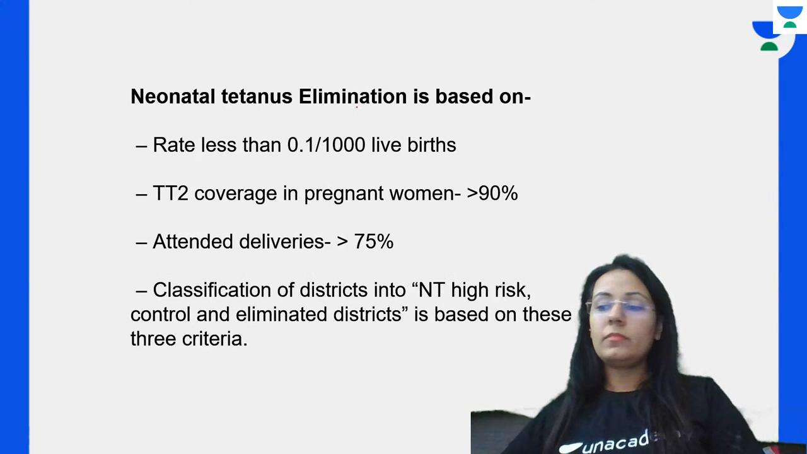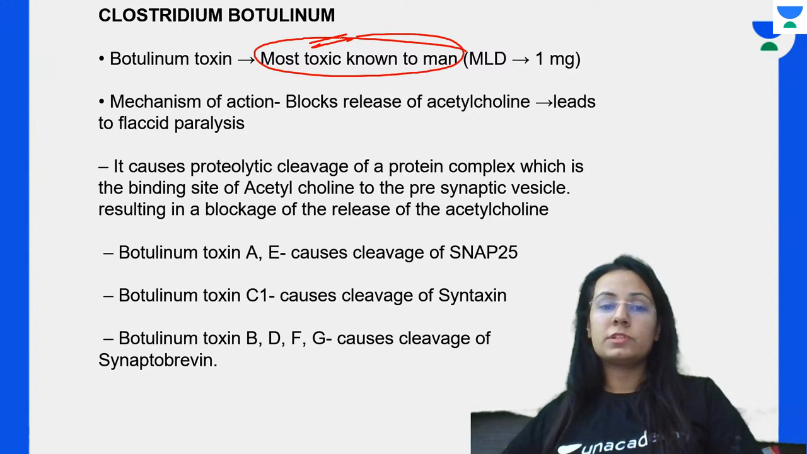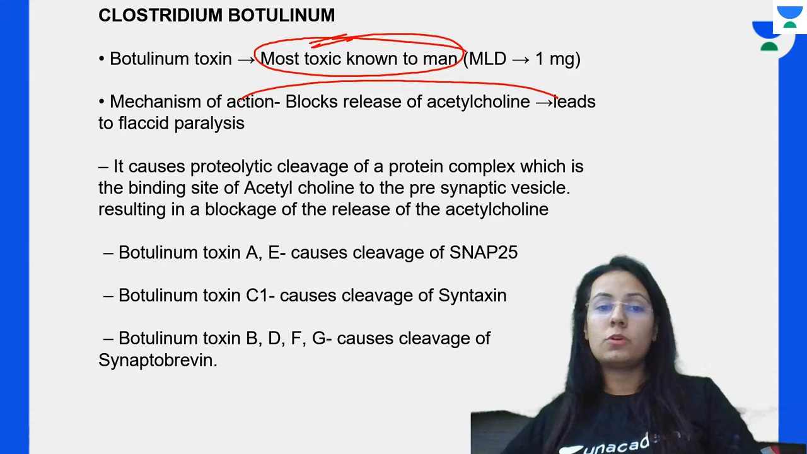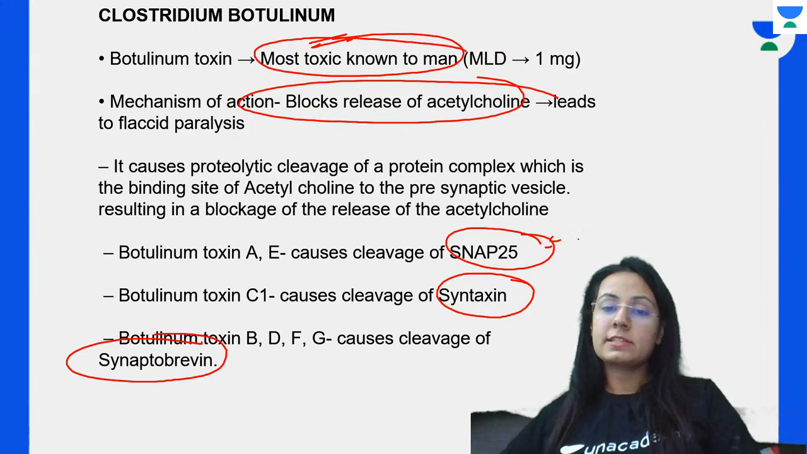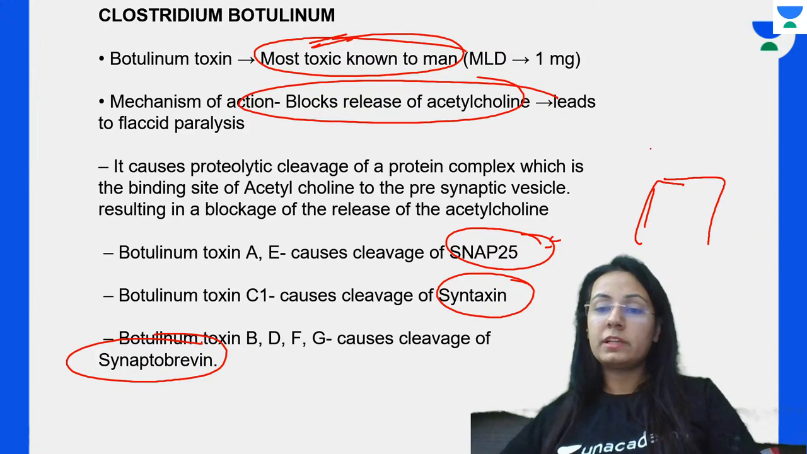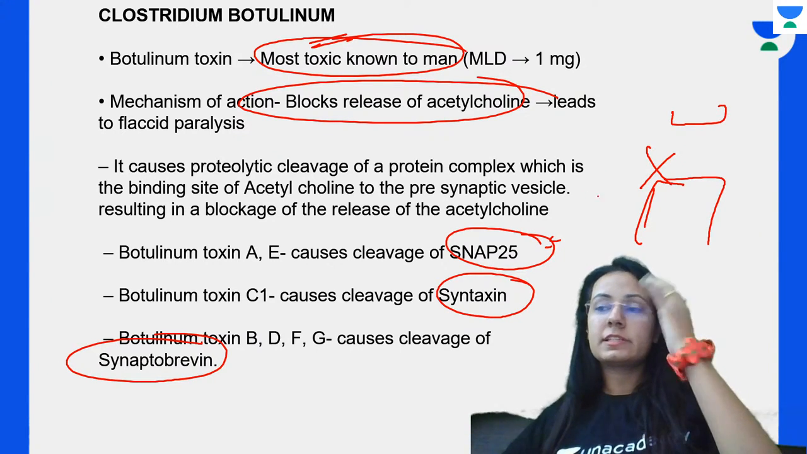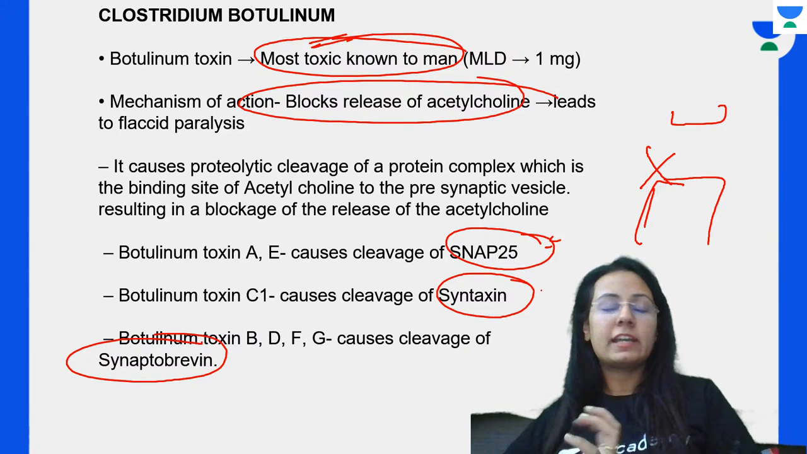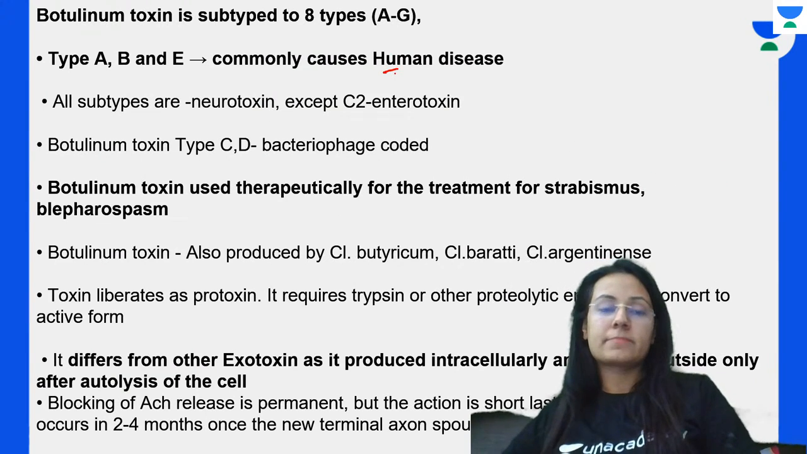All right, now coming to Clostridium botulinum, the most toxic substance known to us, which blocks the release of acetylcholine. Please remember, it causes the cleavage of syntaxin, synaptobrevin and SNAP, and it binds postsynaptically, causing the cleavage of what? Cleavage of SNAP, syntaxin and synaptobrevin, that is the site where the acetylcholine binds.